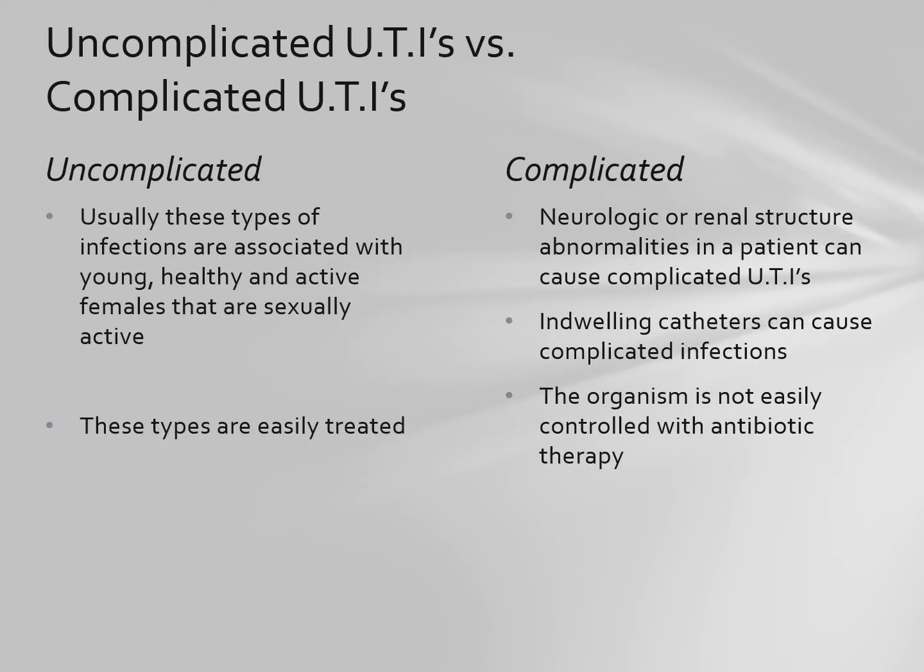There's also such a thing as an uncomplicated urinary tract infection versus a complicated urinary tract infection. An uncomplicated urinary tract infection is usually one that is seen in healthy and active females that are young and sexually active. These are people that have urinary tract infections that are usually associated with E. coli. A complicated urinary tract infection is one where the patient has a neurological or renal structure abnormality, and this can cause a complicated urinary tract infection.